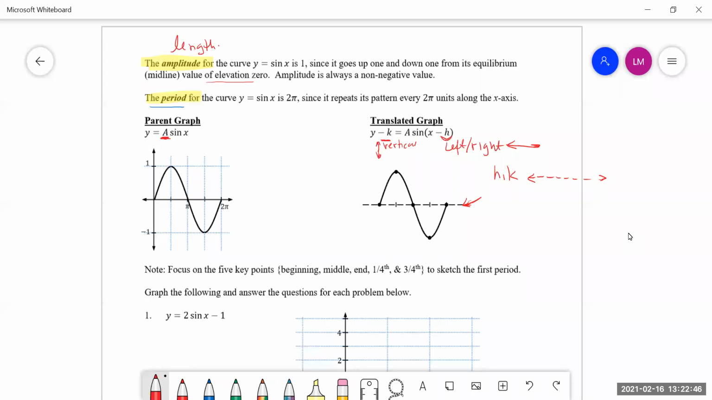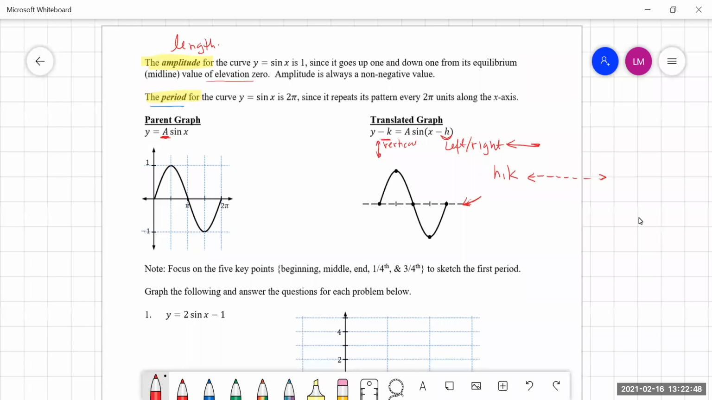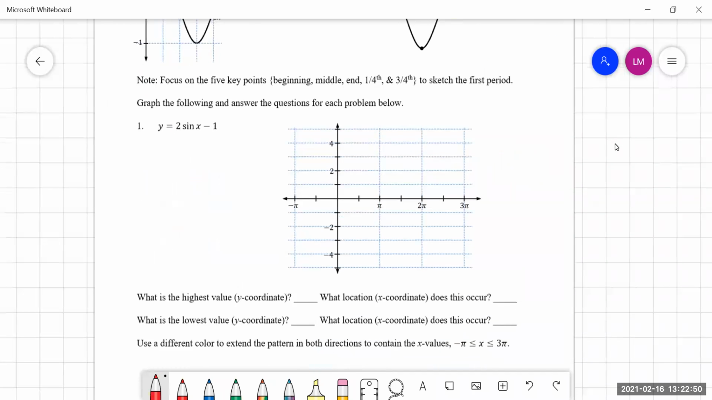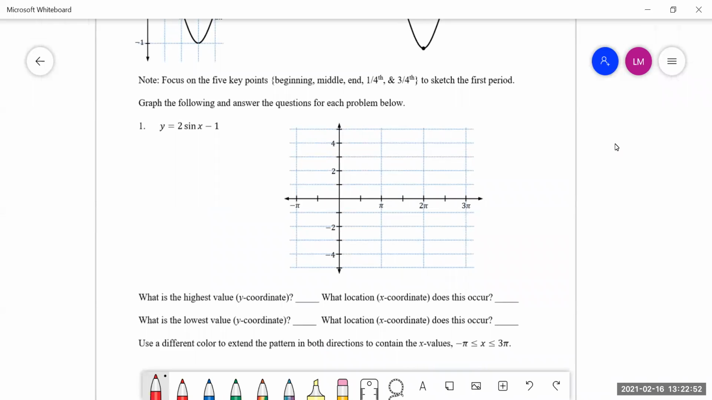Let's go ahead and do one that is shifted. Here we go. Focus on the 5 key points. I want a beginning, a middle, an end, a quarter, and 3/4. So we want 5 points to sketch the first period only. Let's see what we got here. We got f of x or y equals 2. There's my amplitude. Let me put a big A.